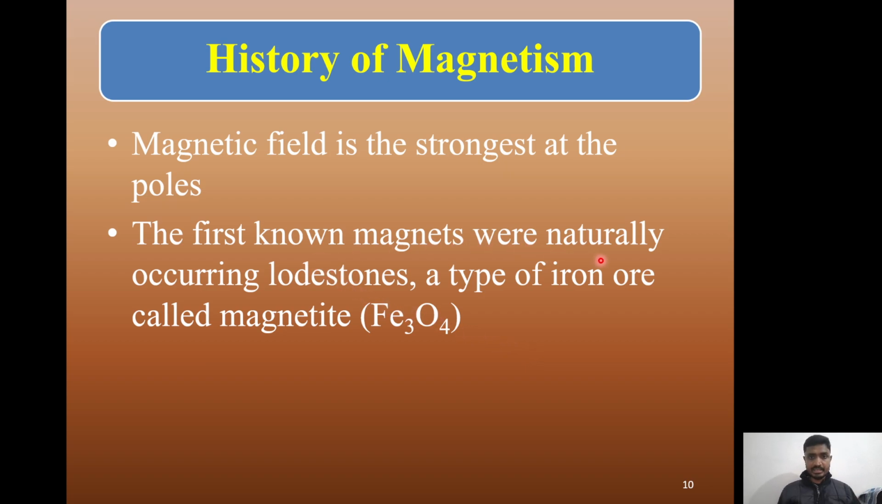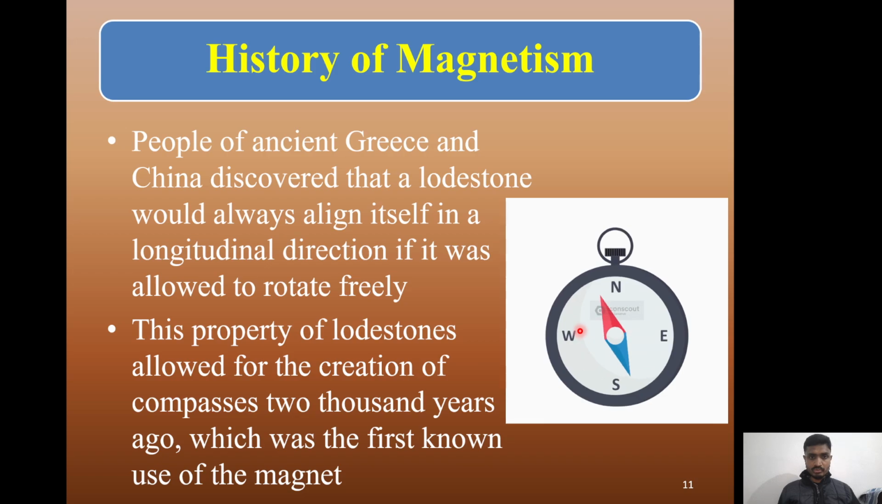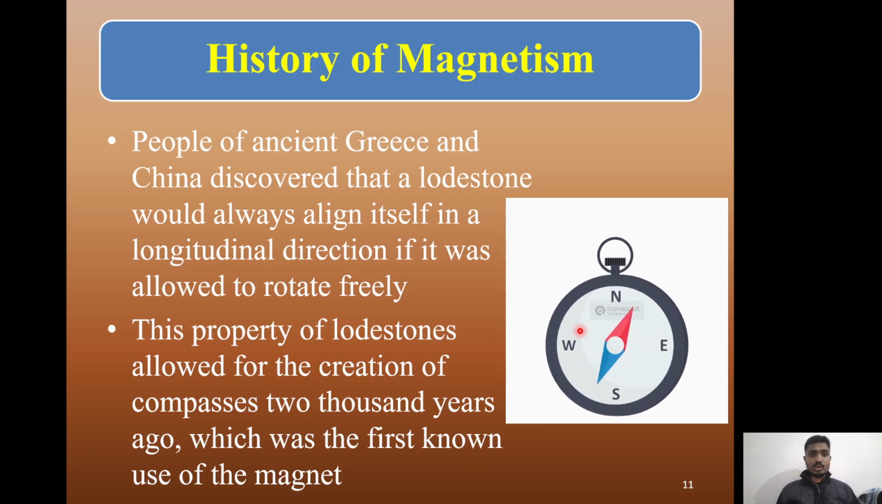The first known magnets were naturally occurring lodestones, which are of the iron ore that we call magnetite, which has a chemical formula Fe3O4. So, these are the naturally occurring magnets. The people of ancient Greece and China discovered that the lodestone would always align itself in a longitudinal direction if it was allowed to rotate freely.